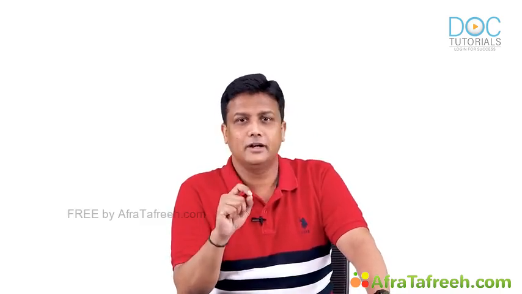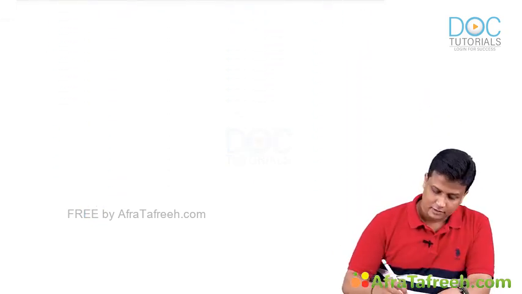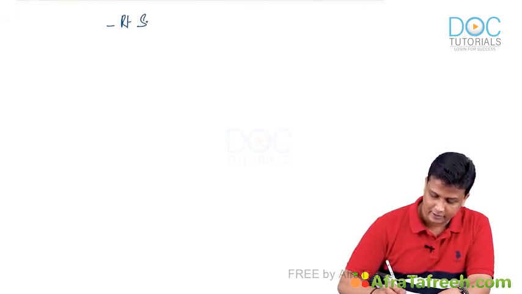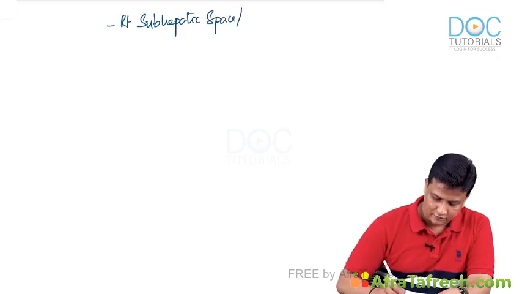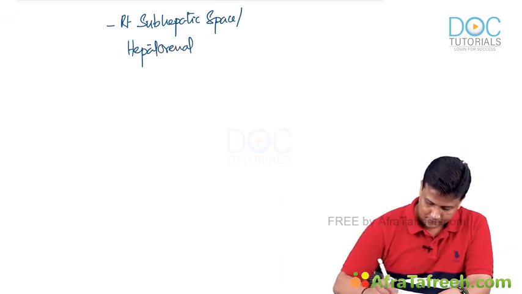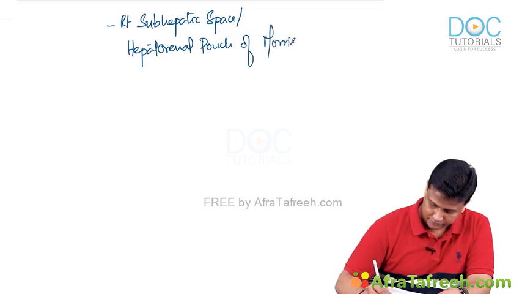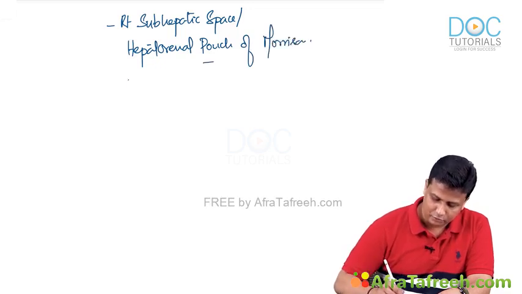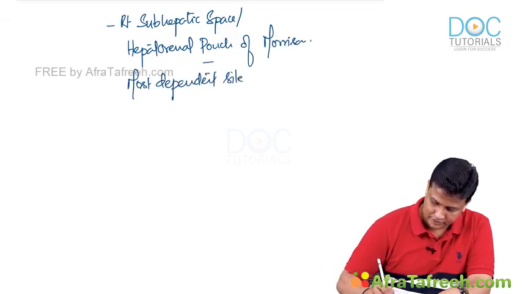And that is the most dependent site in the supine position. So let us just try to make a note of this one here itself. So just below the liver towards the right side, the right subhepatic space here, which is also known as the hepatorenal pouch of Morrison. And this one will be the most dependent site in supine position.